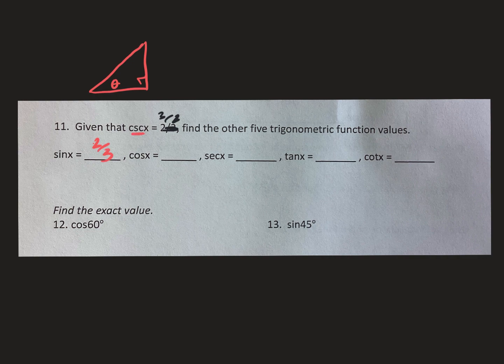It's the reciprocal of cosecant, so I can do that. Sine is opposite over hypotenuse. So I need to find the third side. This isn't a famous one. That's not a 2, 3. I don't know what that is.